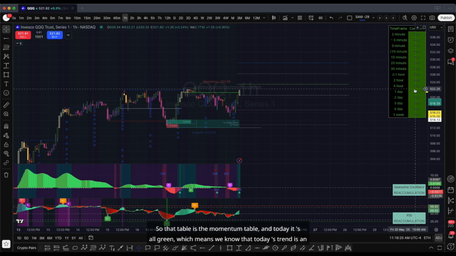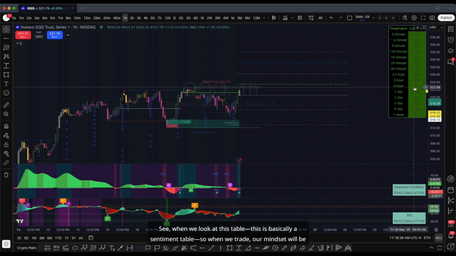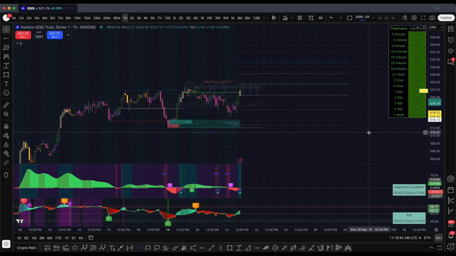So that table is the momentum table, and today it's all green, which means we know that today's trend is an uptrend. The market is green right now, so there's no reason for it to be bearish, right? See, when we look at this table, this is basically a sentiment table. So when we trade, our mindset will be more stable, right?